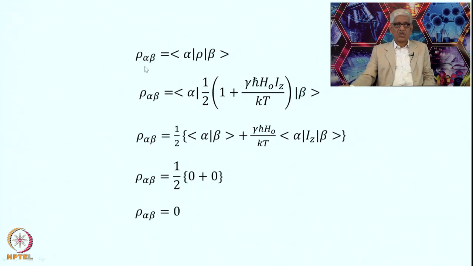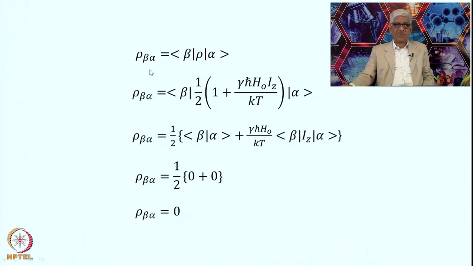Okay. Now, rho alpha beta, in the same way, alpha here, beta here and rho here, half (1 plus gamma h cross H0 Iz by kT) and beta here. So, this now gives me alpha beta here, because alpha 1 beta gives me alpha beta, and this will be 0, and similarly here this gives me alpha Iz beta. Iz beta gives me minus half beta, therefore, I will have alpha beta here, and once again this will be 0. So, therefore, this total element will be 0.